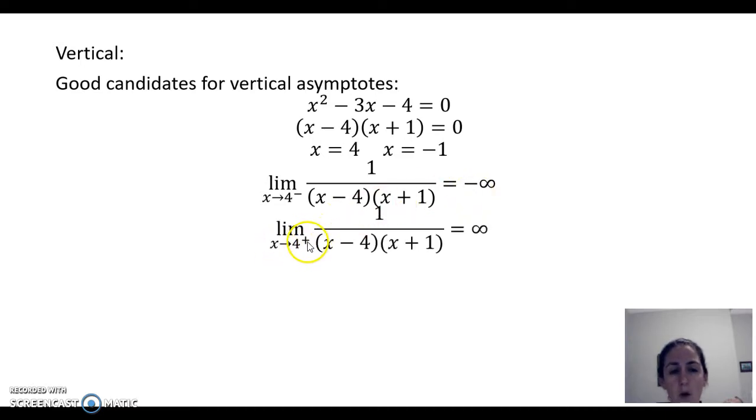As x approaches 4 from numbers a little bit bigger than 4, so a number a little bigger than 4 minus 4 gives me a positive. A number a little bigger than 4 plus 1 gives me a positive. A positive times a positive is a positive. We're shooting off to positive infinity.